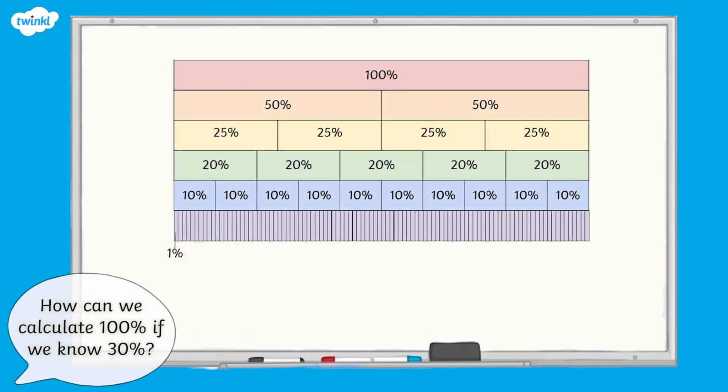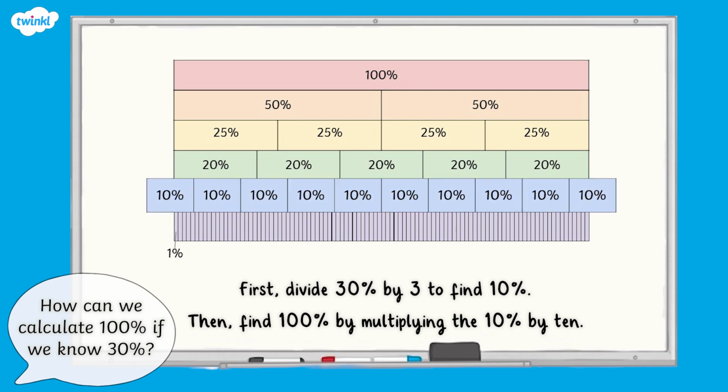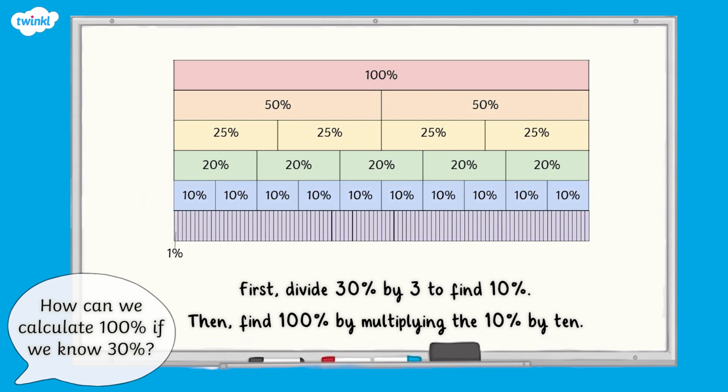How can we calculate 100% if we know 30%? 30% isn't in our percentage rule, but we can use 30% to find 10% by dividing it by 3. Then we can find 100% by multiplying the 10% by 10. So let's try it.